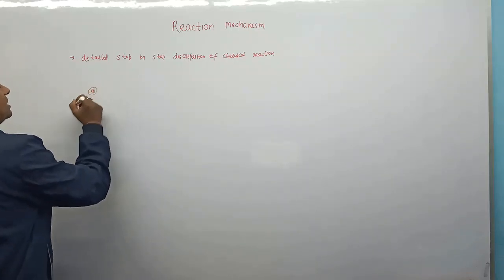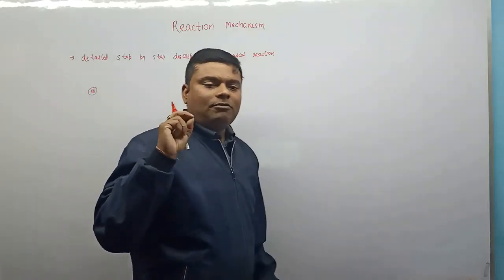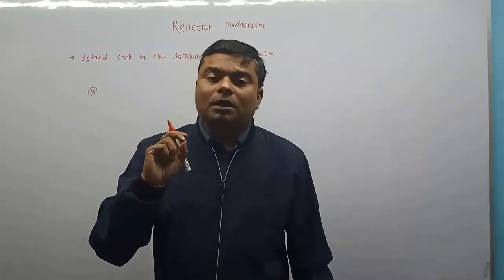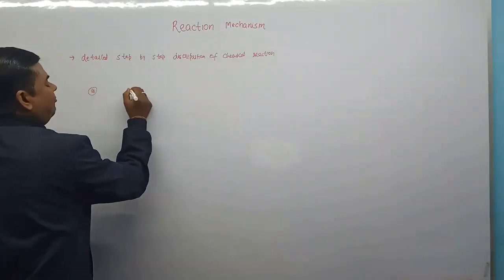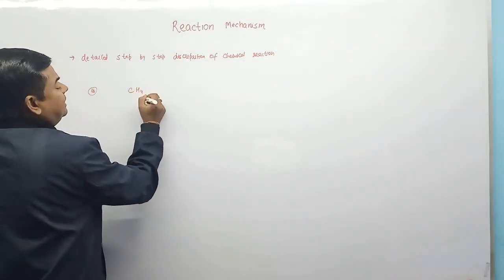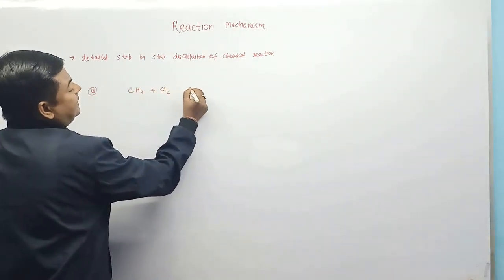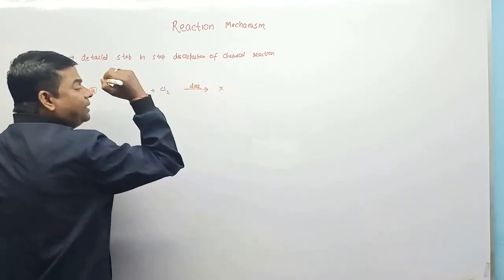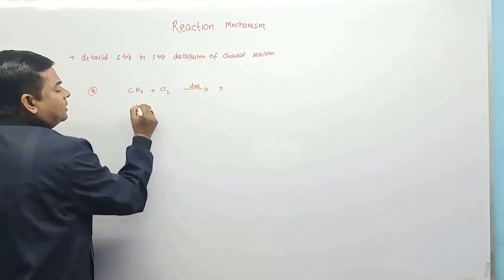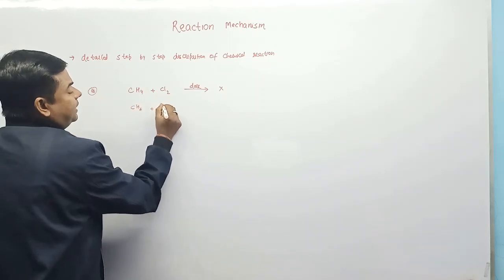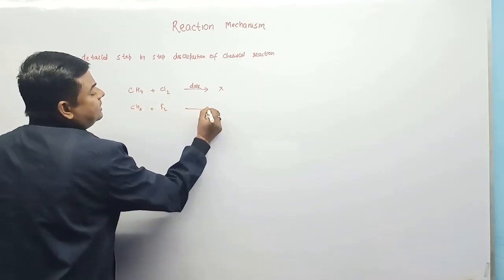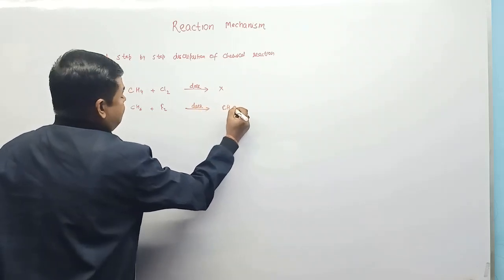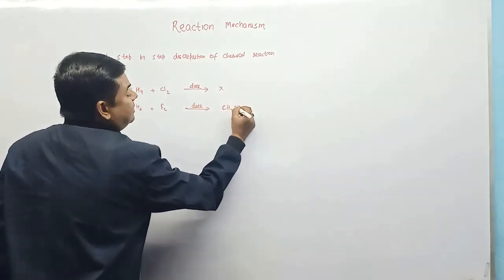The first fact is that methane and chlorine do not react in the dark. So if we react methane with chlorine, it doesn't react in the dark. So why? But if methane reacts with fluorine, it reacts in the dark. What is the reason behind this?